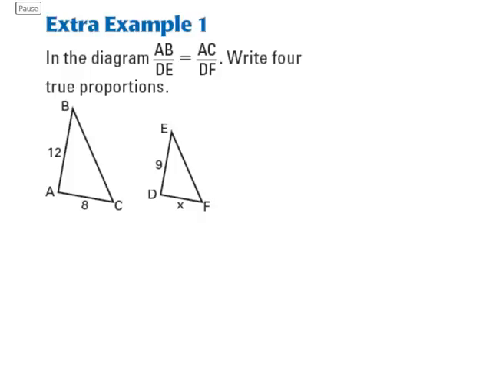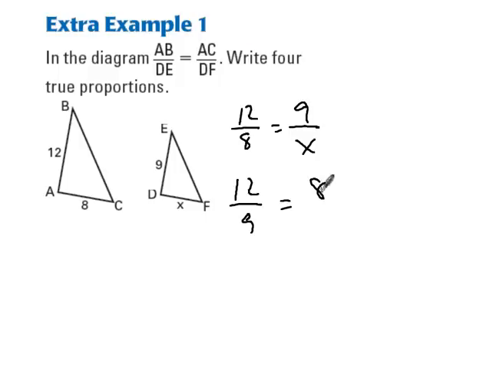Okay, let's continue here. We can write four true proportions. So we could write 12 over 8, that's AB over AC, is equal to 9 over X. Or we could write 12 over 9 is equal to 8 over X. And now we could switch it, couldn't we? 12 over 9, oh, that's the one we just had.